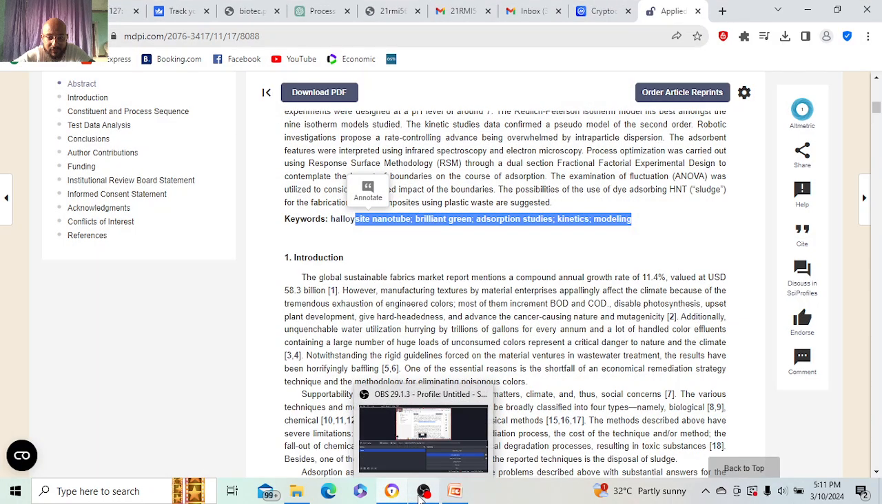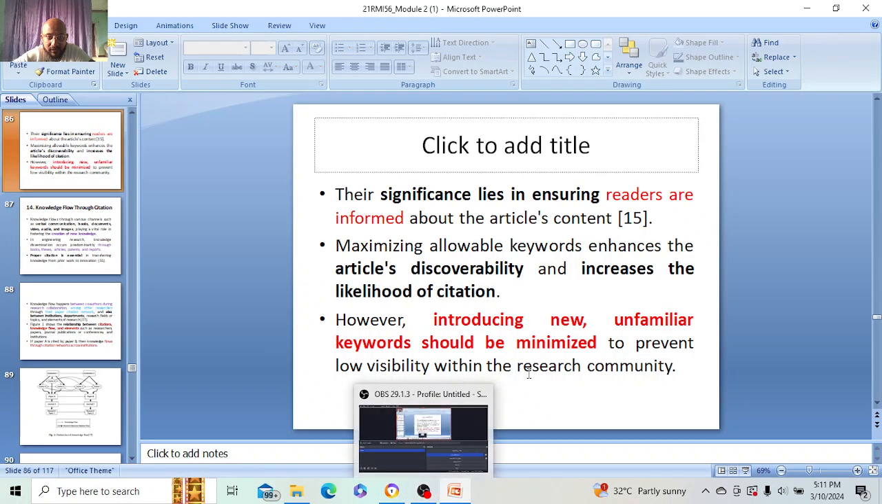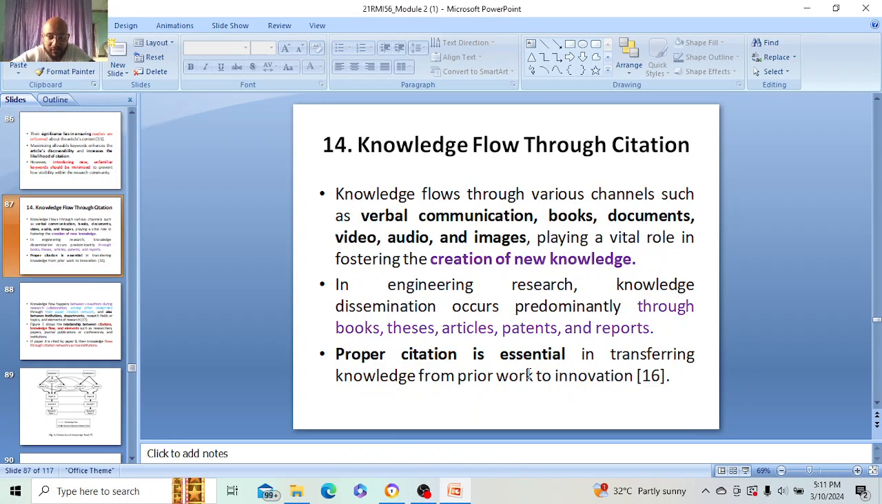Yes, that's it for today, and in the next class we can discuss knowledge flow through citation.